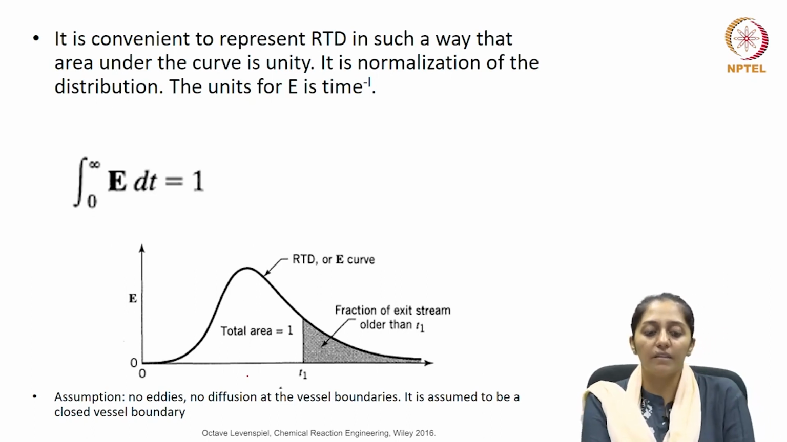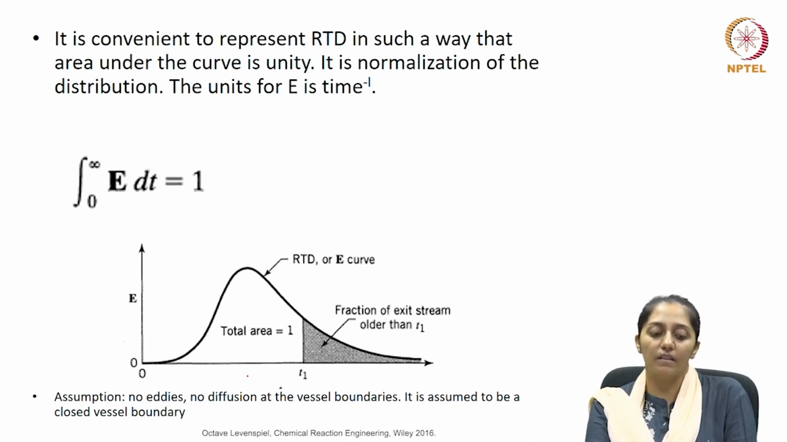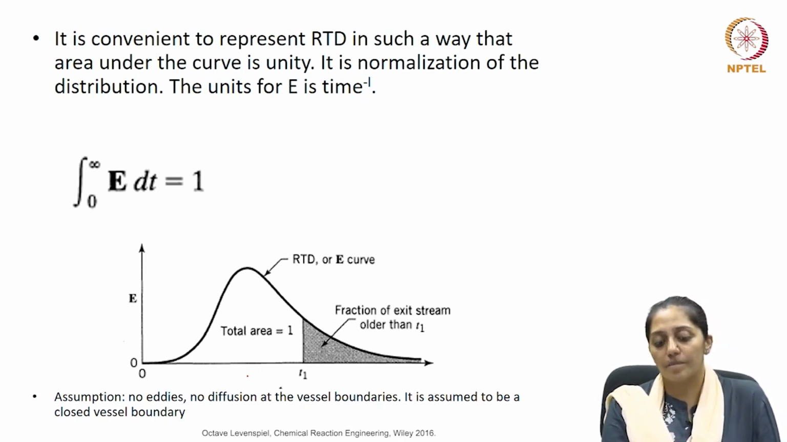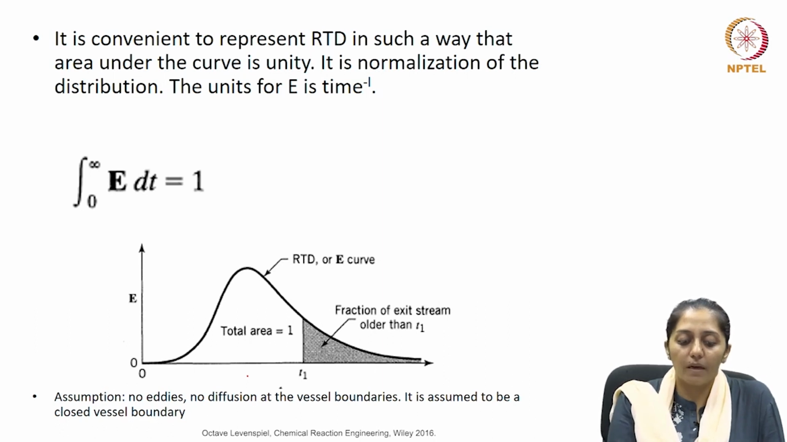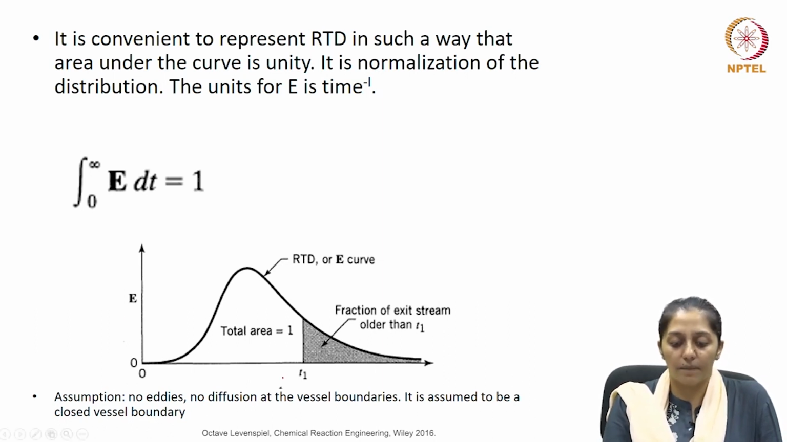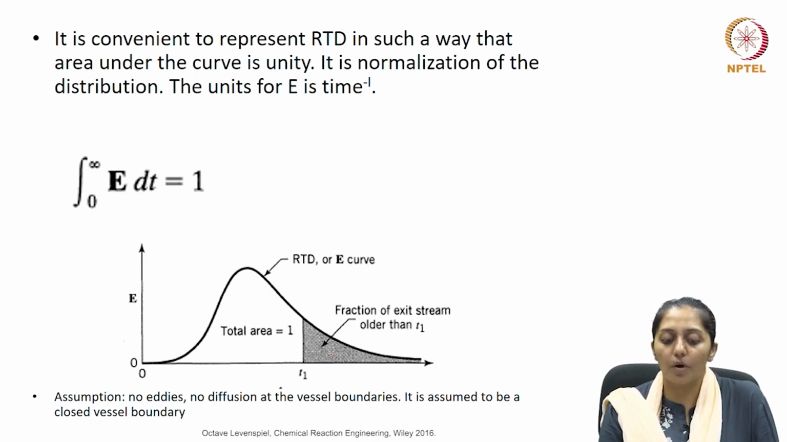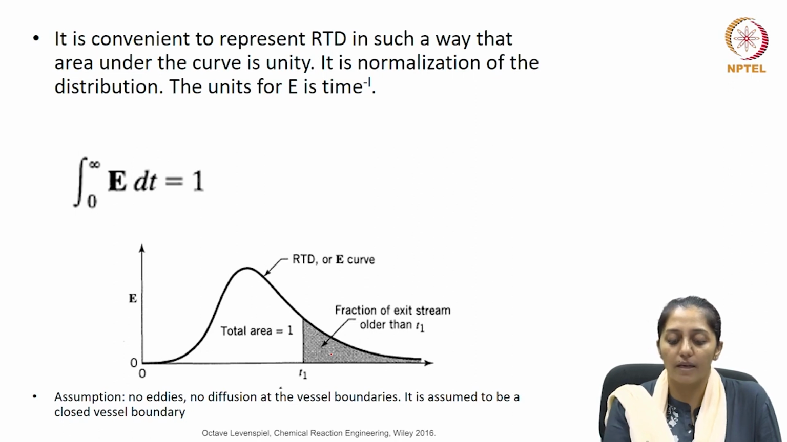Now, it is convenient to represent the RTD in such a way that the area under the curve of E versus time is unity. So, in a sense, we are trying to normalize the distribution. So, if you make a plot of exit age versus time, then the area under the curve is unity, where the E versus t plot is what is called the residence time distribution, and this is also called the E curve.